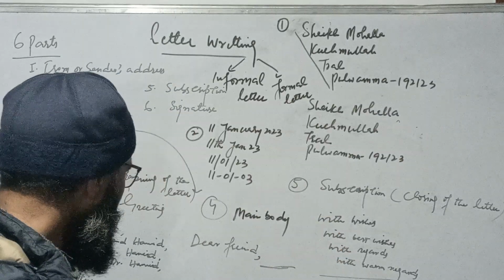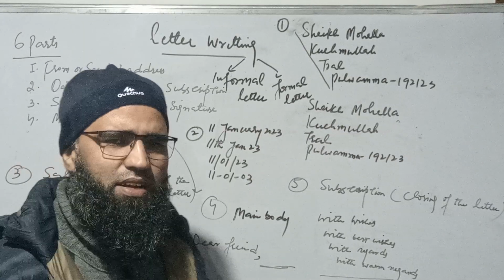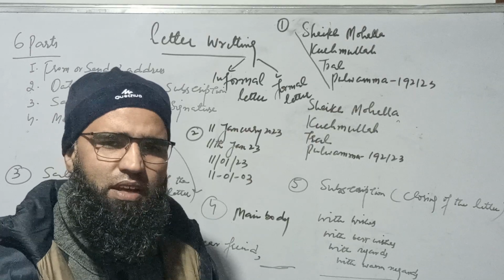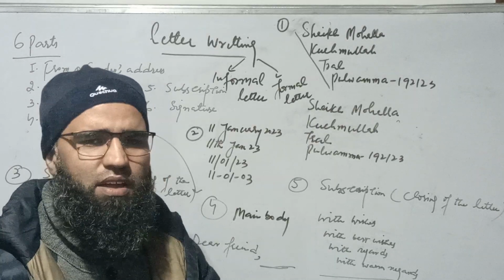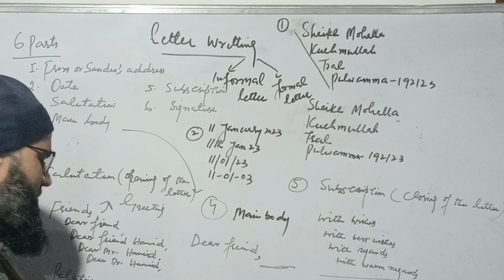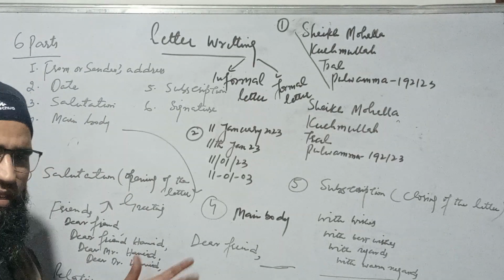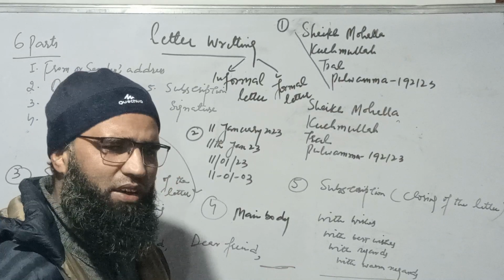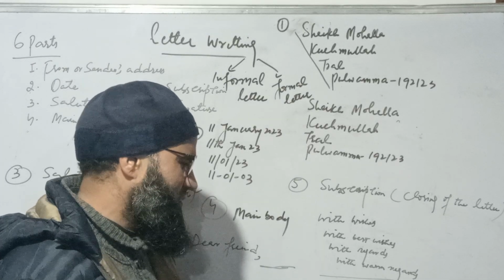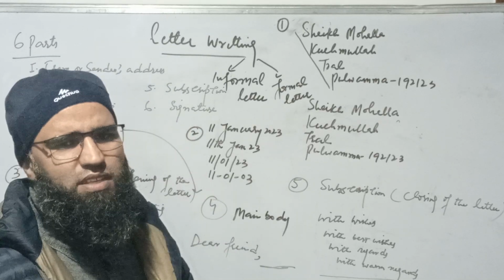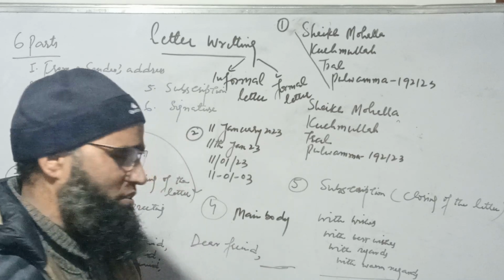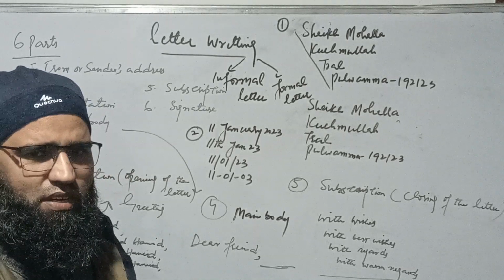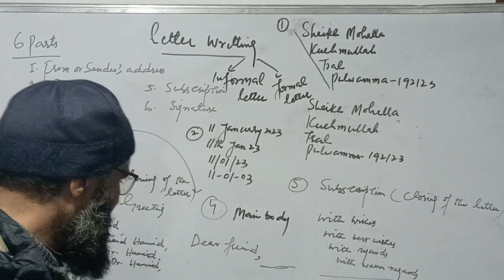After that, if you want to write an informal letter to a relative, somebody dear, such as your mother, brother, sister, or uncle, then what you have to do is write: Dear father, Dear uncle, Dear brother, Dear sister, Dear son. And in the subscription part, you have to mention: with love, with great love, with affection, your loving one, yours loving. These are the different types of subscription that you have to write when the salutation mentions relatives.